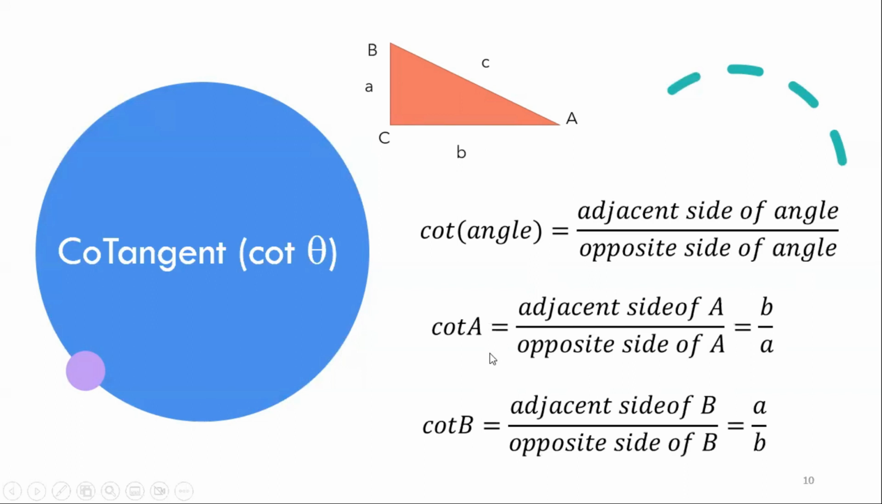Then cotangent of B equals adjacent side of B, which is side A, and the opposite side of B is side B. So therefore, cotangent of B, angle B, is equal to A over B.